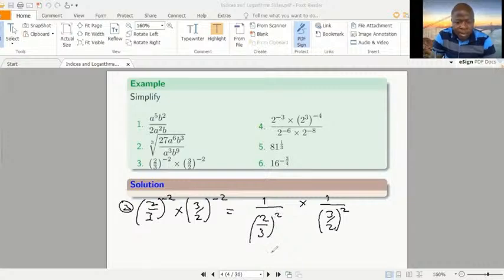Now, one thing that I want you again to know is that if I have 2 out of 3 and then square it, it's the same as squaring each of these numbers. I'll get 4 out of 9. And if I have 3 out of 2 and square it, I'll get 9 out of 4. So that is very important. So let's just now simplify this one further.